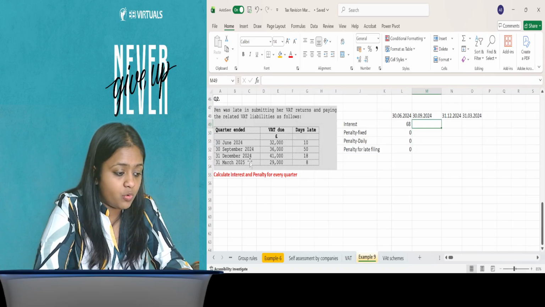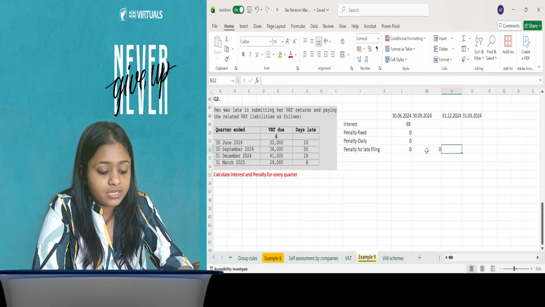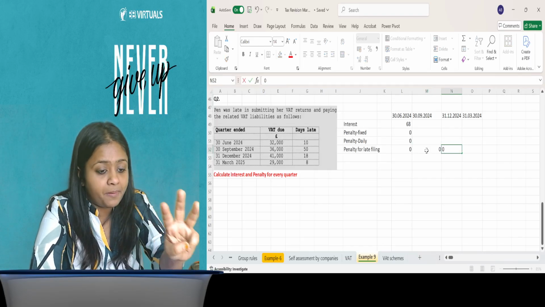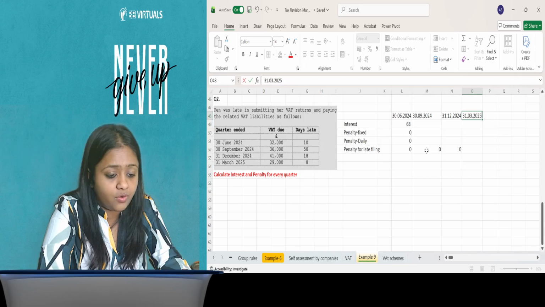Now it comes to next quarter. Again, it is the second time the return is late, so no penalty here. December, third time the return is late, no penalty. March is fourth time the return is late, so we will now have a penalty of 200.